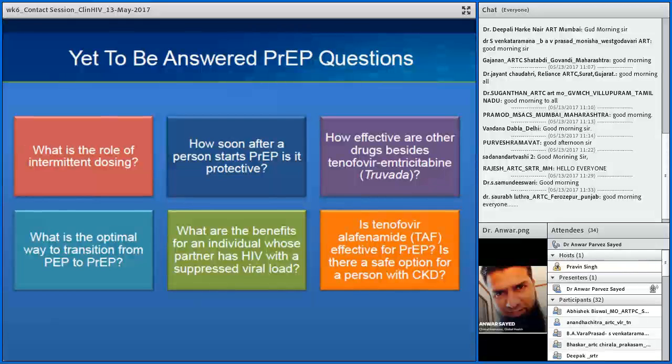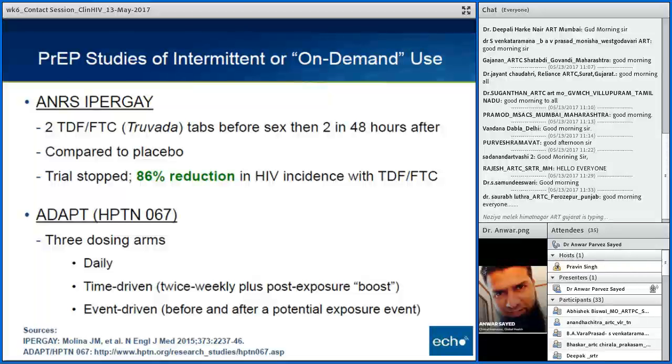Then how soon after a person starts PrEP is it protective? That means if you are starting PrEP in someone, after what time can he take risk, or after what time will he be protected against the HIV virus? That again is one thing on which we can see some data. Then how effective are other drugs besides Tenofovir-Emtricitabine? Especially people are talking about TAF these days, that is tenofovir alafenamide, which is very similar to tenofovir, that is TDF. So whether it can be used in place of tenofovir or not, or what is the role of other drugs? We don't know about it.